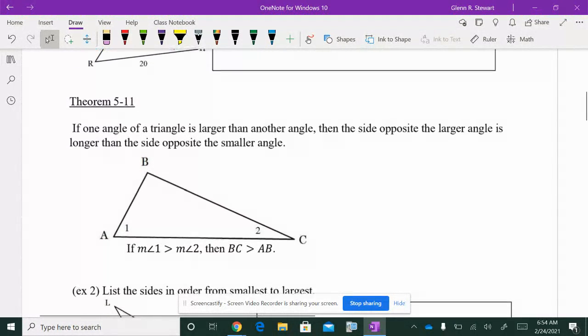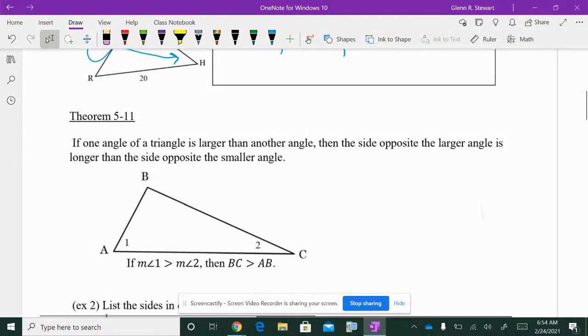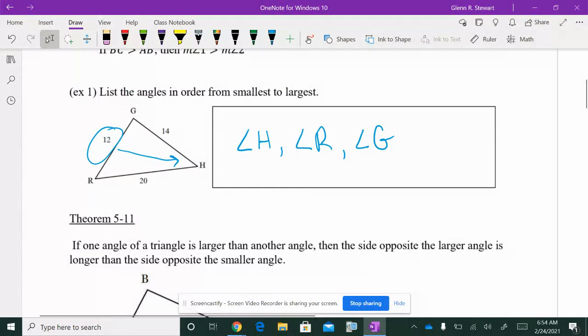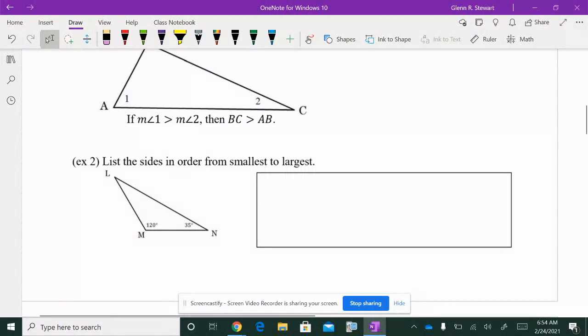The next theorem that we have is if one angle of the triangle is larger than the other, then the side opposite the larger angle is longer than the side opposite the smaller angle. Essentially what we're doing now is instead of looking at the sides, we're going to look at the angles. Same exact rule applies, just the opposite way. The biggest angle means that the opposite side is our largest. List the sides in order from smallest to largest.